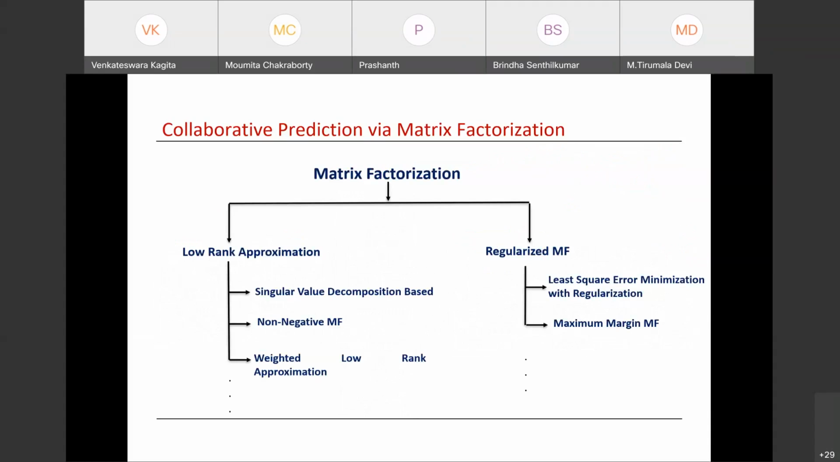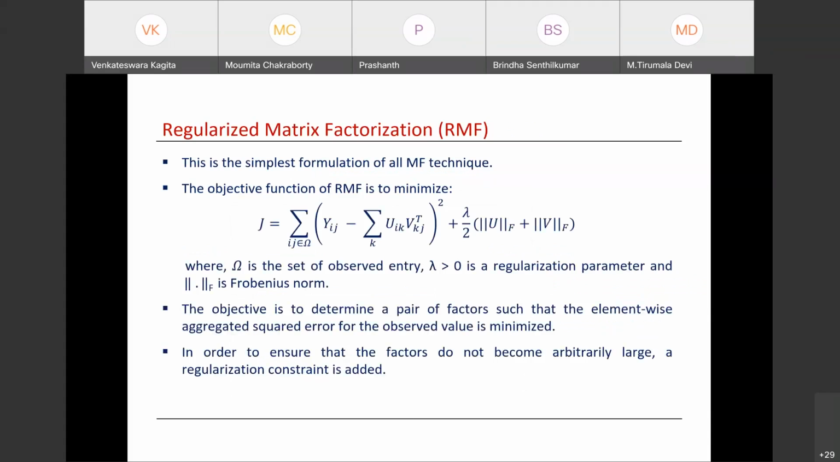And there are various matrix factorization techniques: singular value decomposition, non-negative matrix factorization, regularized matrix factorization, maximum margin matrix factorization. Depending on the objective function they employ and the constraints they impose, we have different matrix factorization techniques. We're going to see some of them in this session. This regularized matrix factorization is one of the simplest formulations of all the matrix factorization techniques.